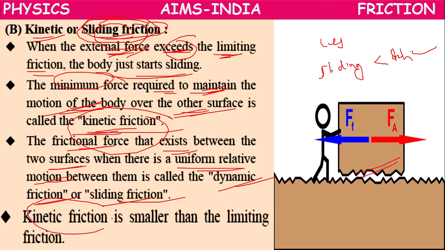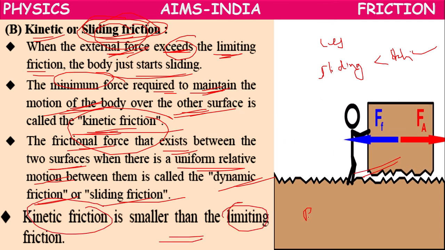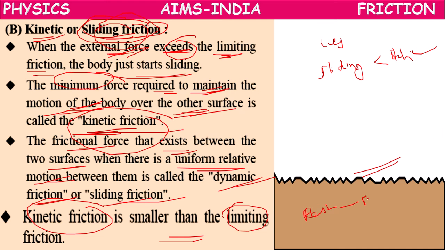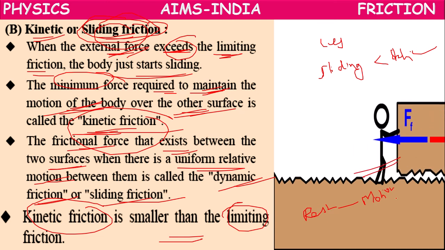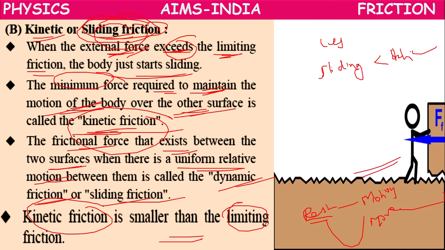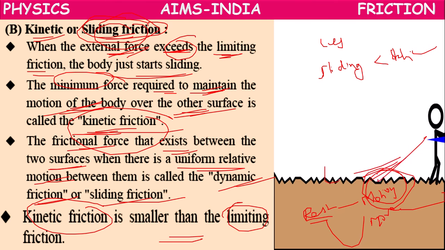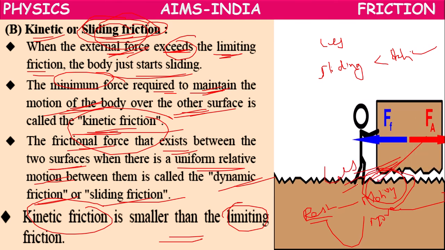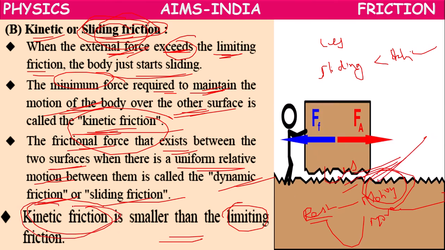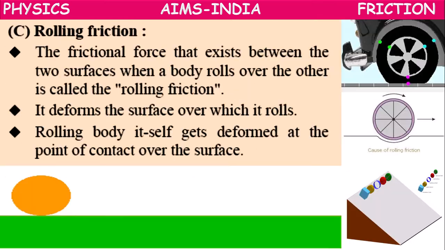So this kinetic friction is smaller than limiting friction, because for making it move from rest to motion, we have to apply more force. If it is already in motion, to continue the motion we have to apply less force. So kinetic friction is always smaller than limiting friction.